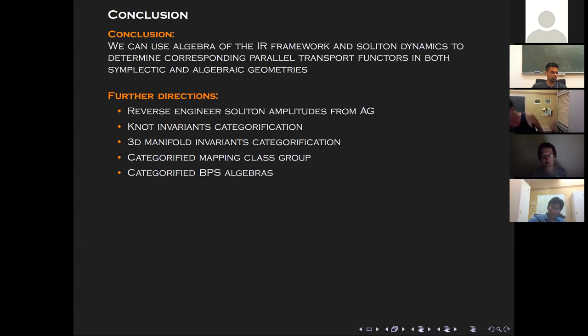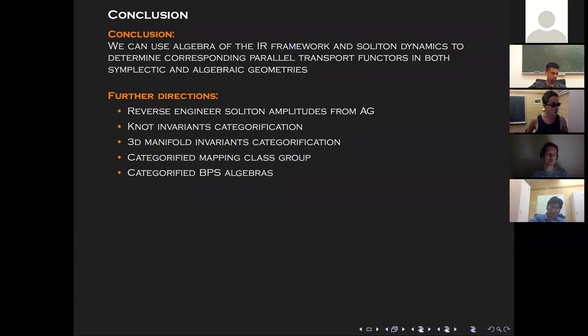from the basic principles. However, we could try to reverse engineer this sort of scattering amplitudes if we know the Fourier transform and we can perform calculations in algebraic geometry. So, from results in algebraic geometry, we could try to reverse engineer these amplitudes. Of course, it's applicable to all the problems related to the categorified brane groups, like knot invariants, 2D manifold invariants, possibly categorification of the mapping class group.